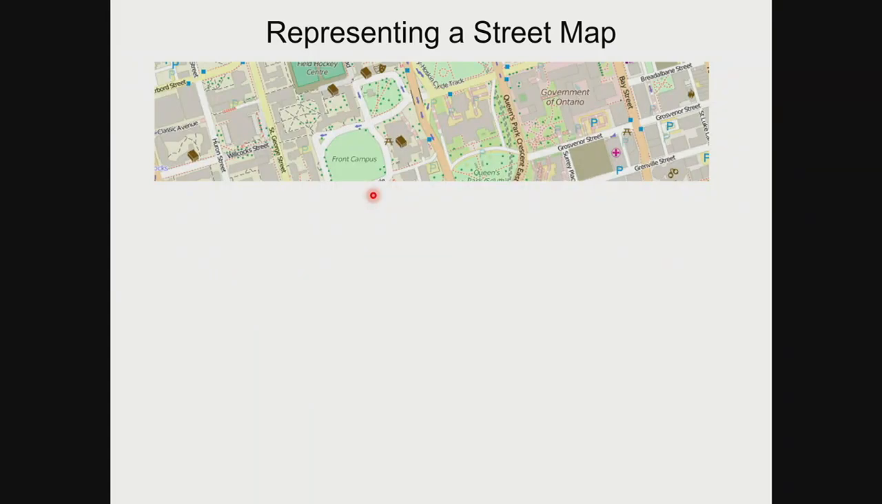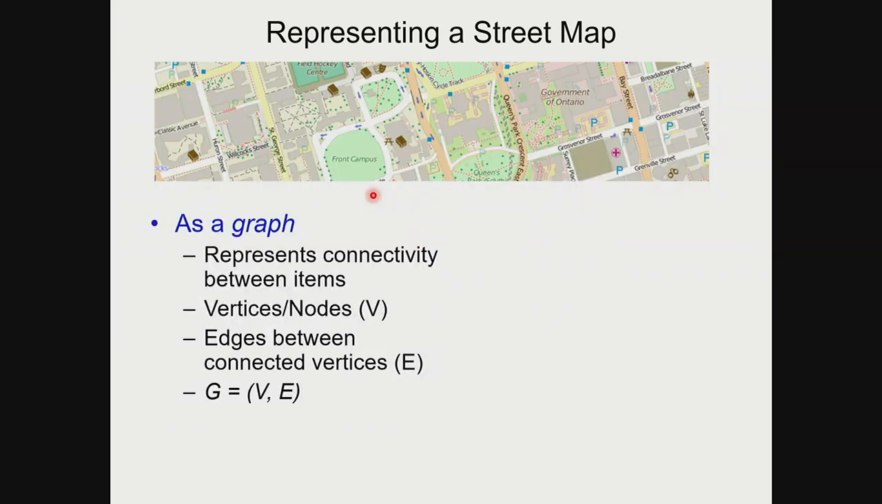Okay, so how is this data represented in our APIs? Anyone heard of graphs before? Yeah, a few. So a graph is a more complex data structure that you probably haven't studied before, and it represents the connectivity between items. The items can be anything, and basically it represents which item talks to which item.